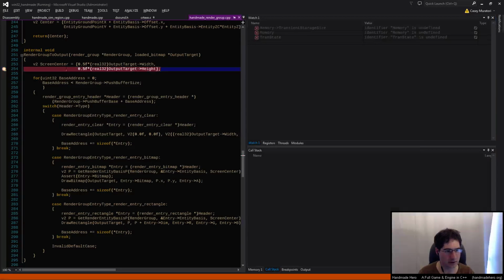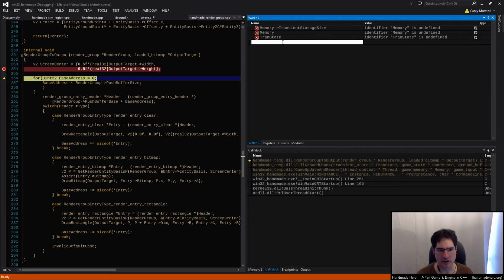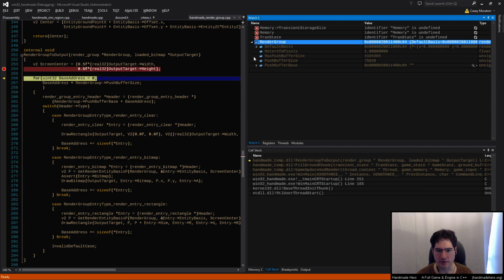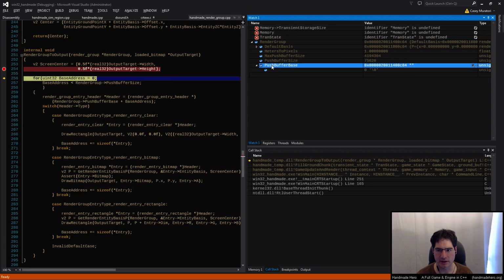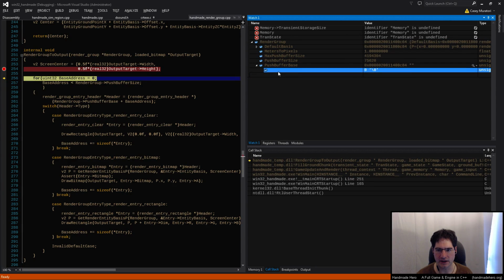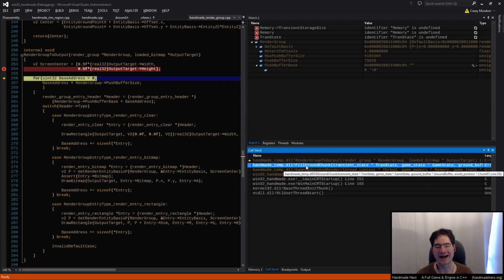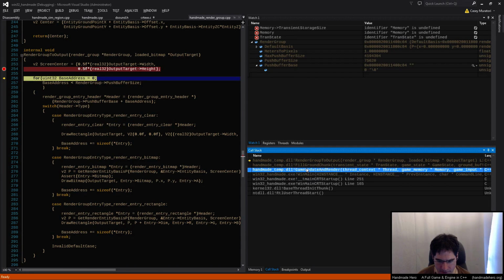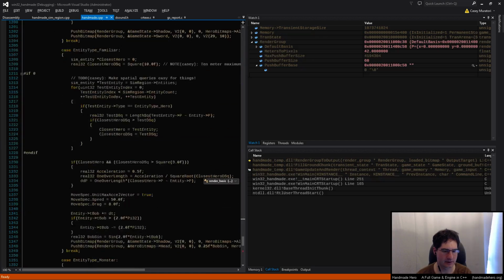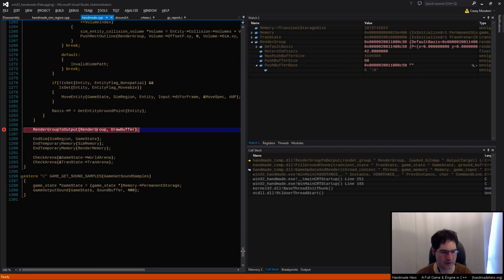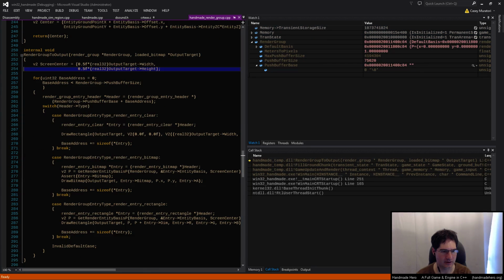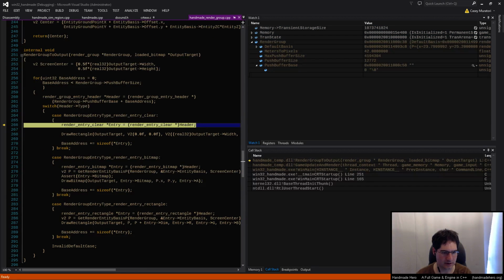All right, come in here. Let's take a look at our render group. The render group's got the push buffer base address, right? And the first thing in it is a 0. That doesn't make any sense to me. Oh, because we're in fill ground chunk. All right. Forgot about that. So yeah, I guess we have to actually run to here. Let's try that one more time. All right. Now I can see what it is.